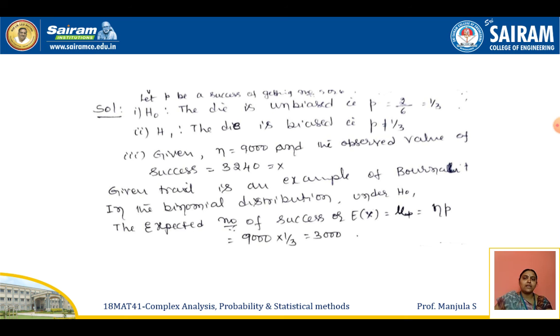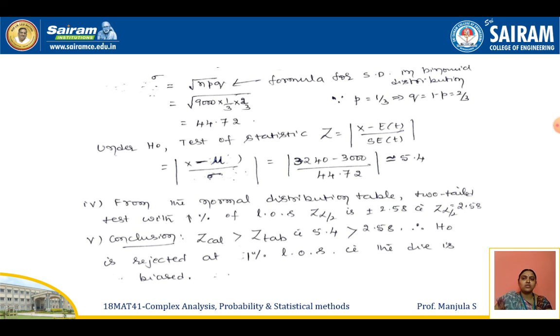Now what is all the data they have given, that we have to write. Here n is equal to 9,000, and the observed number of successes they have given as 3240, take that as x. Now we have to find mu and also sigma. Mu means what? np in a binomial distribution. So n and p values we know, so you just substitute 9,000 into 1 by 3, and we are getting 3,000. Here the observed success is 3240, but the expected success is 3,000. Next we'll find sigma, square root of npq. On substituting all these values we are getting 44.72.